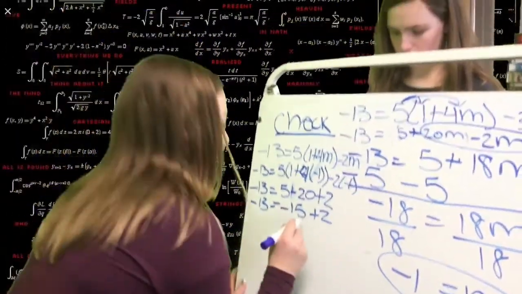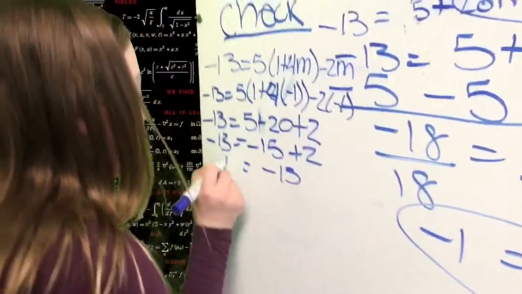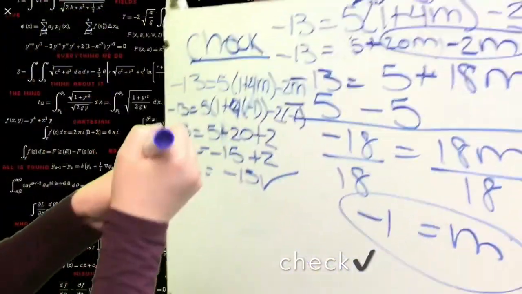And now that equals negative 13 equals 13, so that's correct.